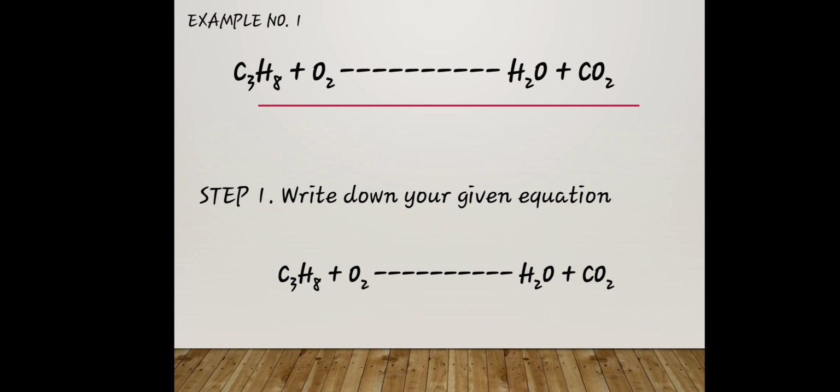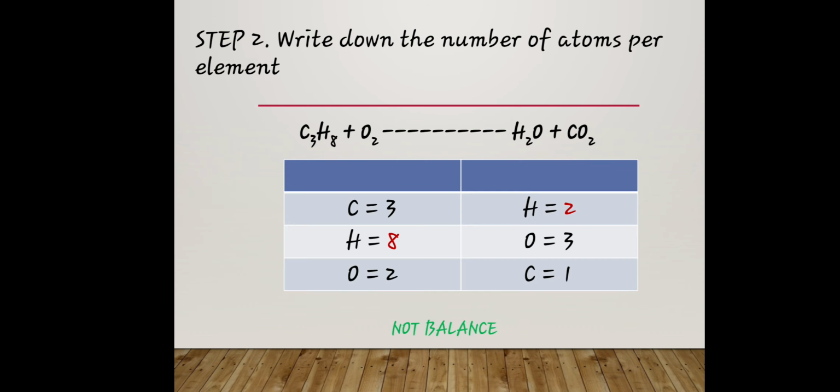So for example number 1, step 1, write down your given equation. As you can see, we have here a different type of compound and an element. So the first step you will be doing, write down your given equation. Next, write down the number of atoms per element. Meaning to say, the number of atoms per element pertains to your number of atoms.